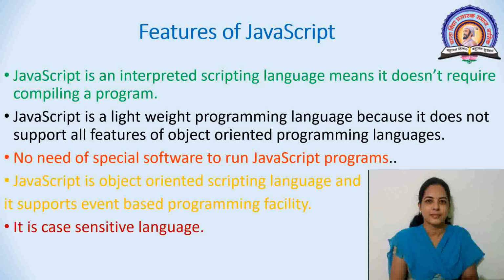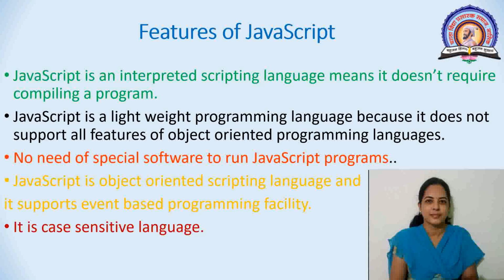Features of JavaScript. JavaScript is an interpreted scripting language. Programs in C++ or Java need to be compiled before they are run. But JavaScript executes its instructions directly without compiling, which means we can directly run the program in the browser. That is the first feature.